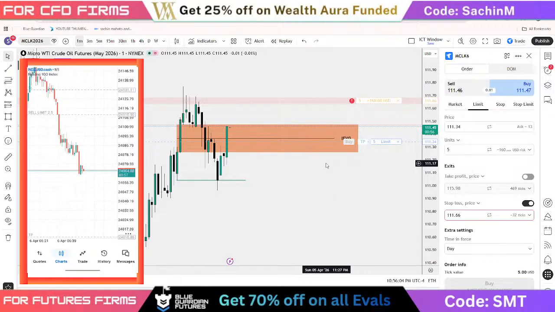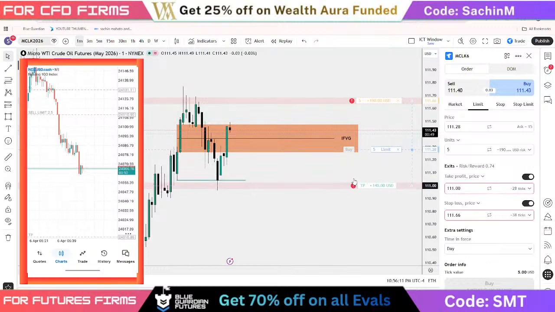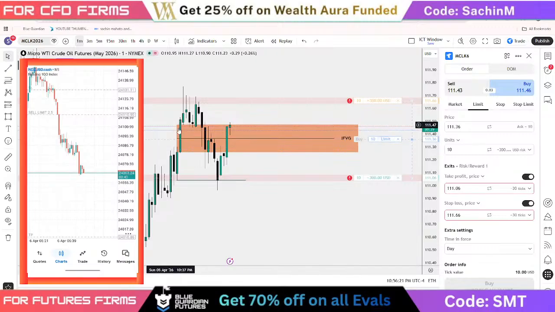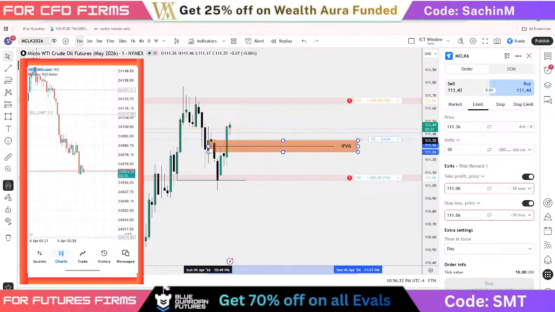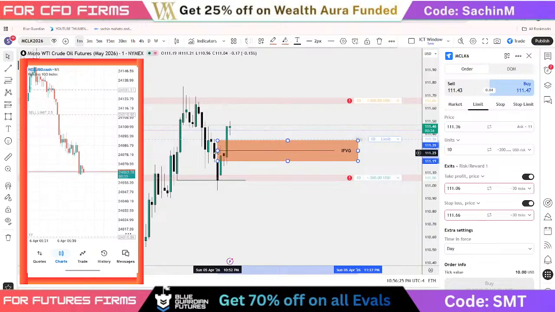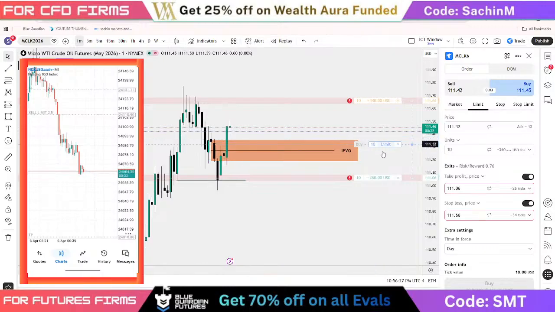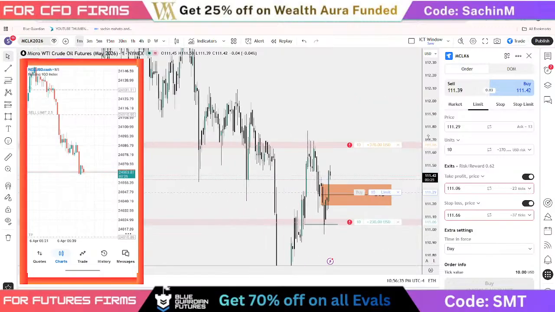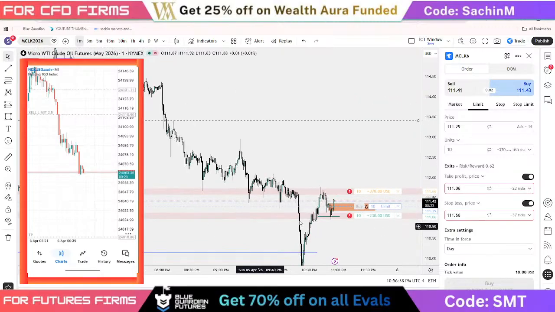We will take entry here somewhere. Our stop loss will be here. We can go 10 on this, so make it 220. Our entry will be, this is our inversion fair value gap. Our entry comes somewhere here, and our exit will go all the way up around where it was. Our exit comes all the way up here.